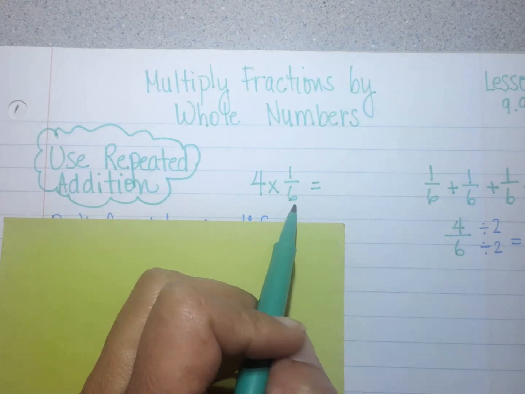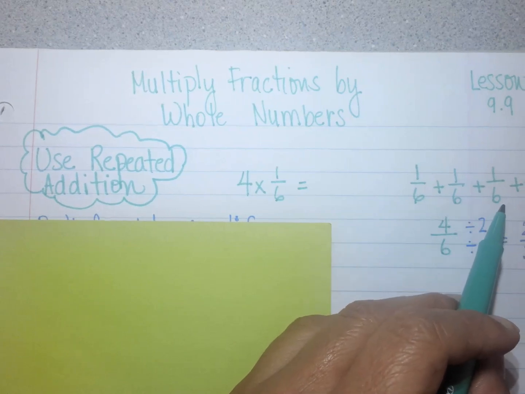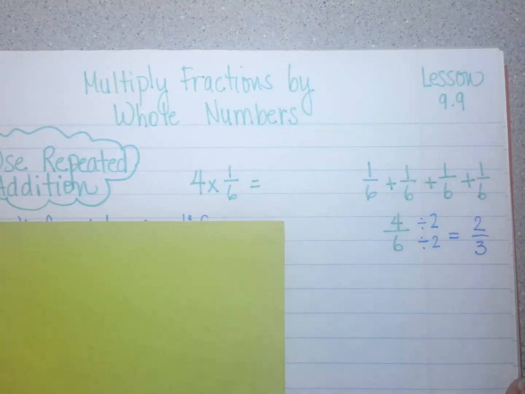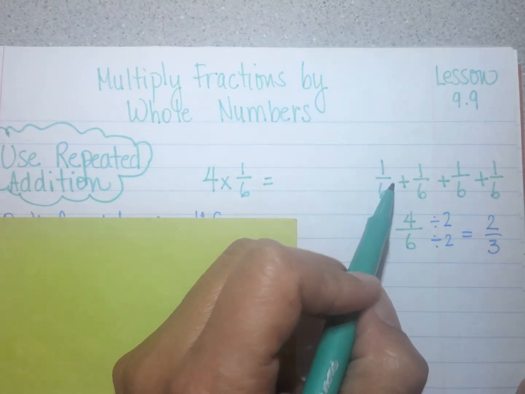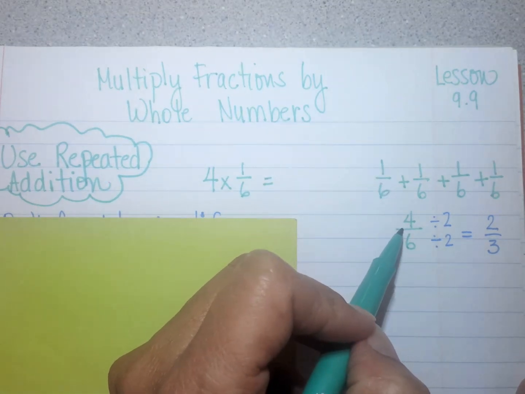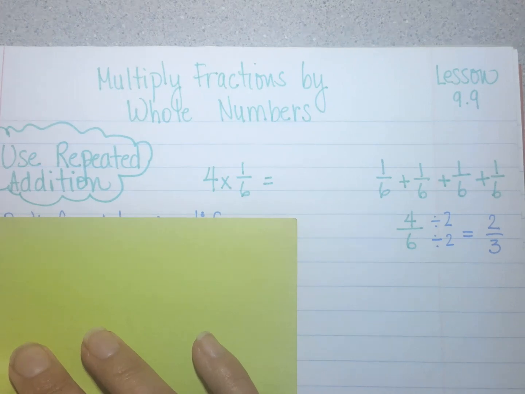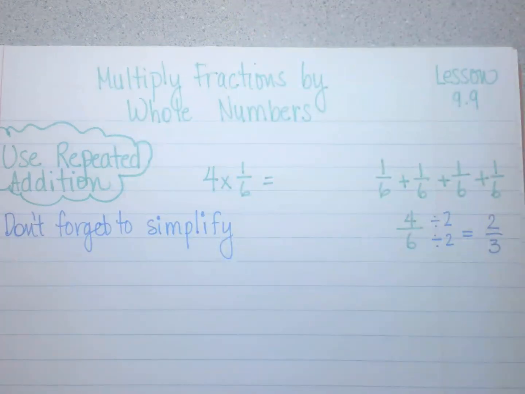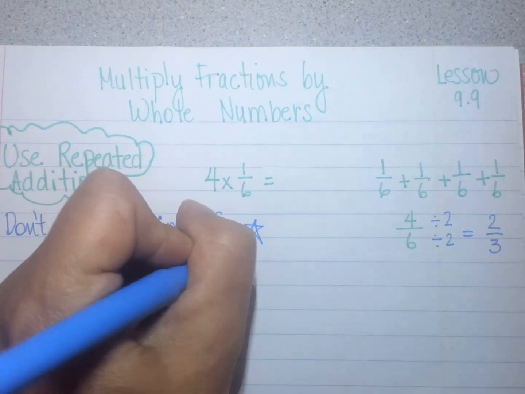So 4 times 1/6 is adding 1/6 plus 1/6 plus 1/6 plus 1/6, 4 times. When you add that, you get 4/6. That brings us to the critical part of today's lesson. Don't forget to simplify. So today's key concept is don't forget to simplify.